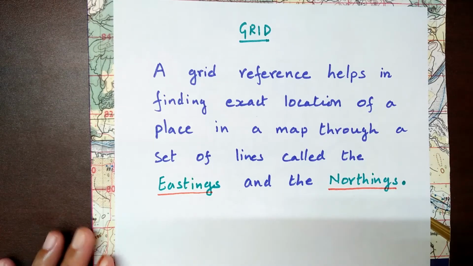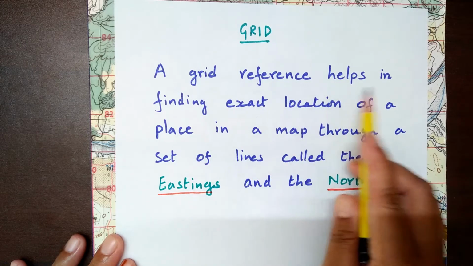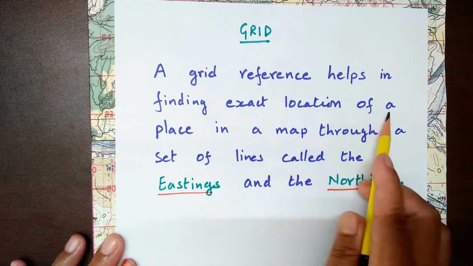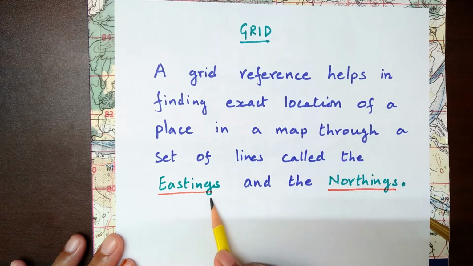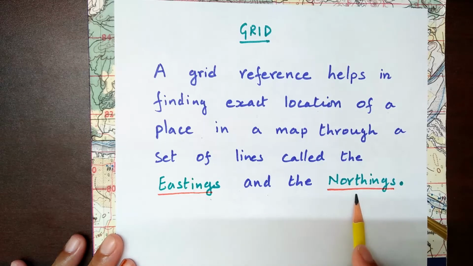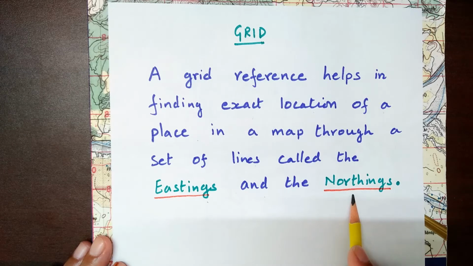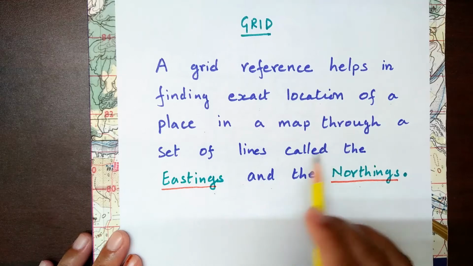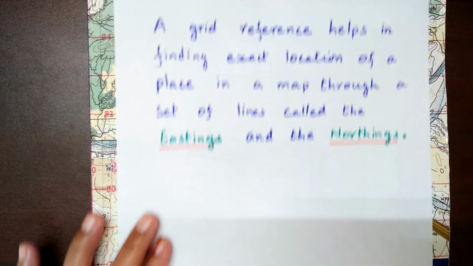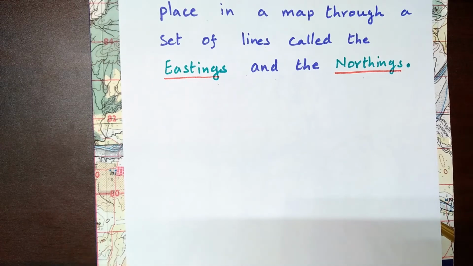So what is a grid? A grid reference helps in finding the exact location of a place on a map through a set of lines called the eastings and the northings. I have already explained this in the previous video also. A grid is the intersection, the crossing, of the two lines, that is the eastings and the northings. Now children, you need to be very careful to understand which line is eastings and which line is northings.